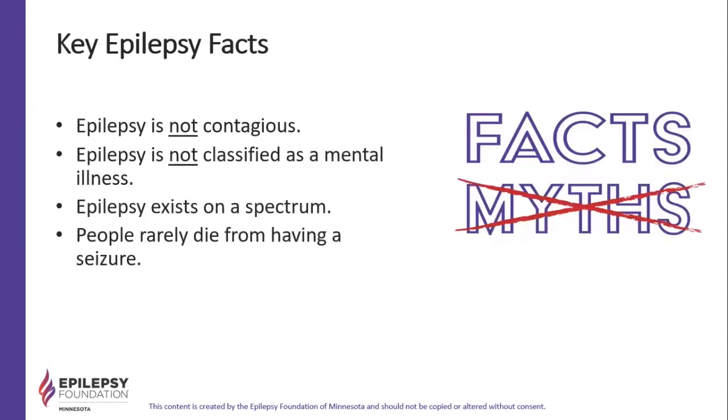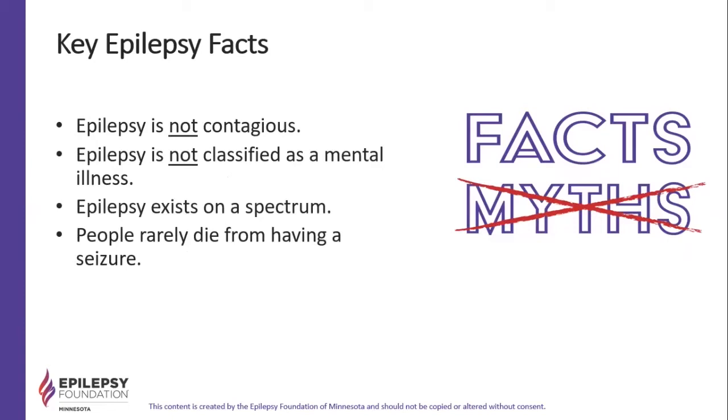Some key facts about epilepsy are driven out of some of what were known to be myths. Epilepsy is not contagious. It's not viral. One child cannot pass it to another, nor can an adult pass it to another. It is a neurological physical condition that's occurring in the brain that is not able to be passed between people.